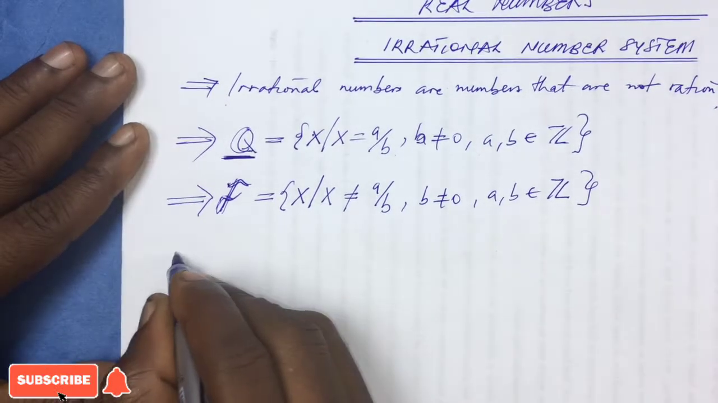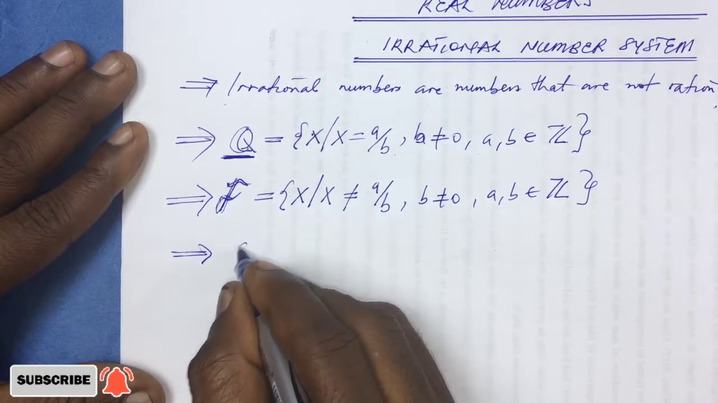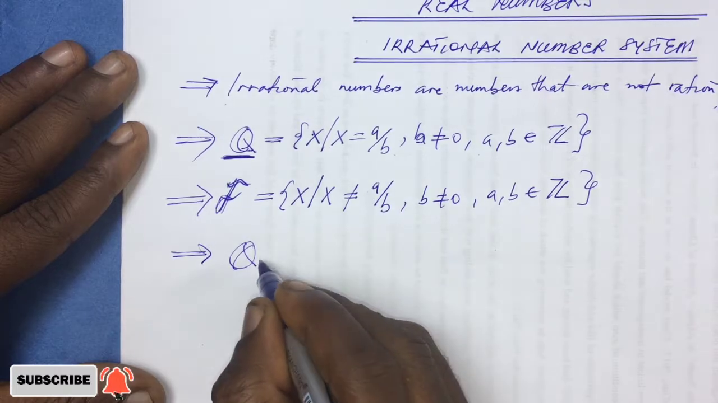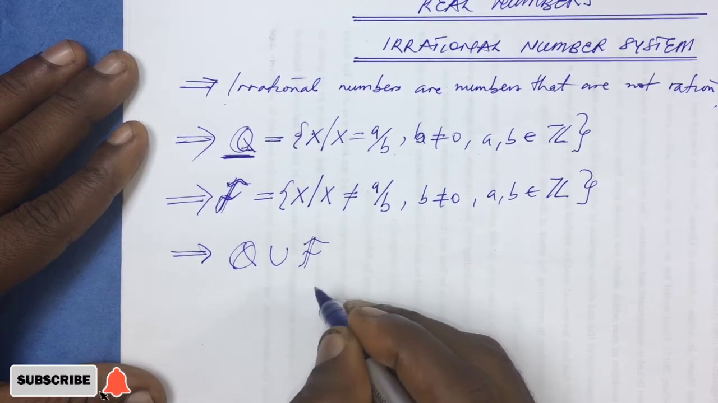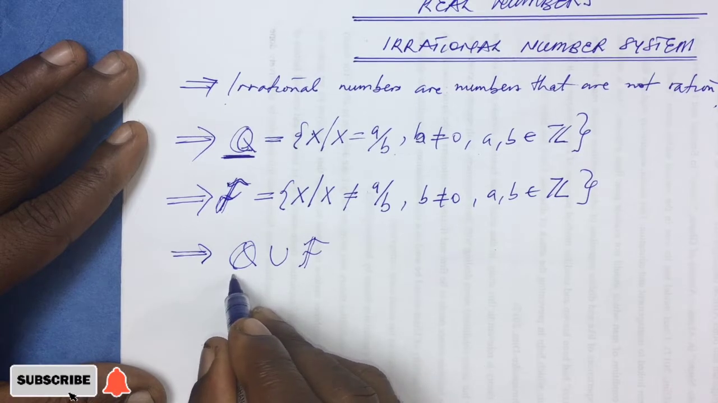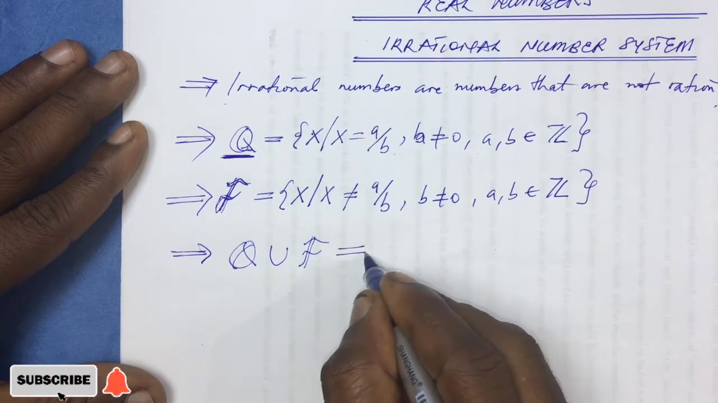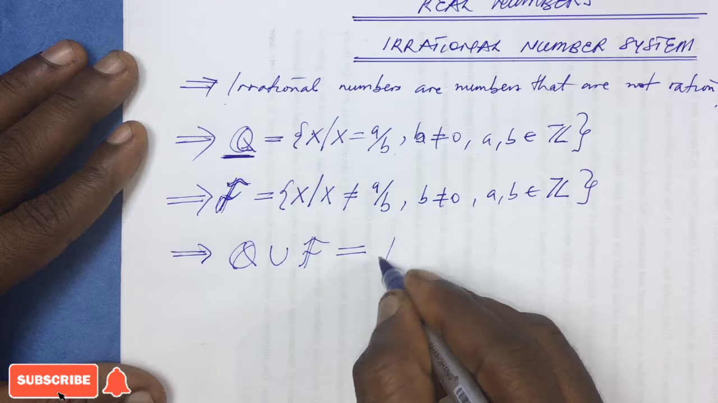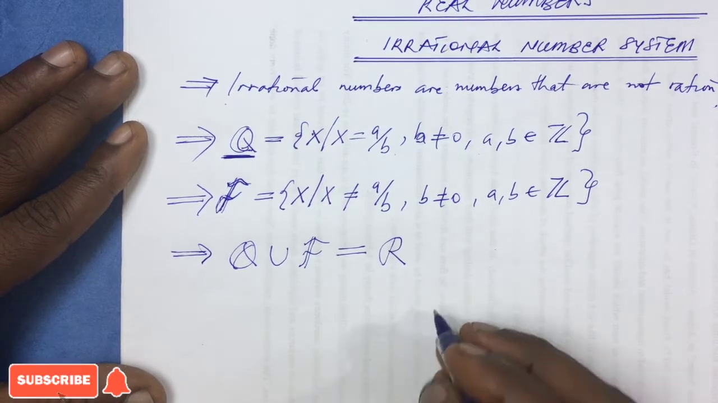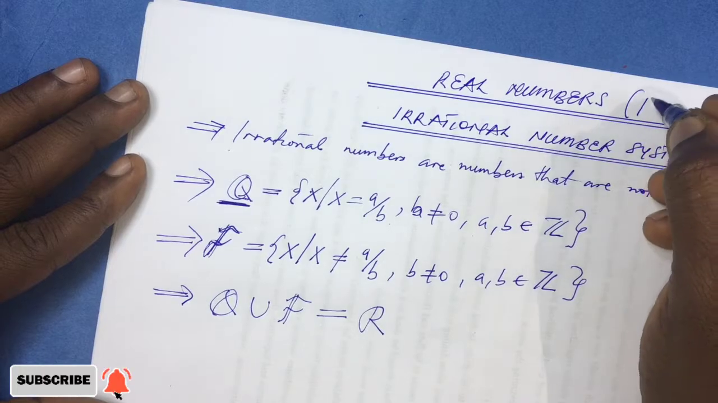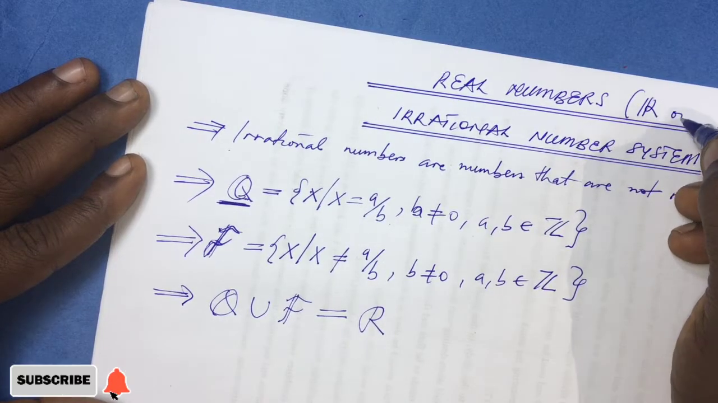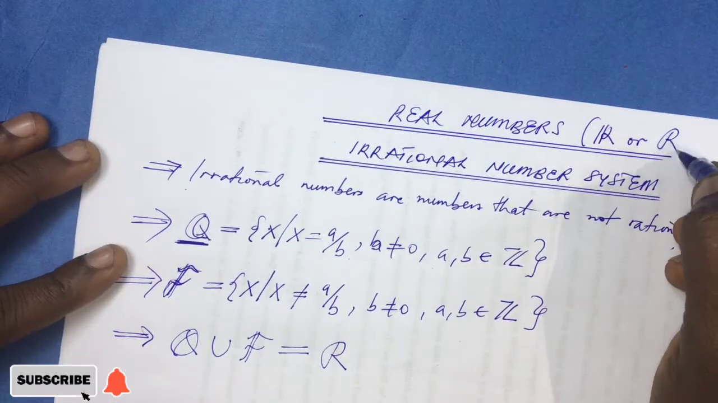Now, one thing I want you to know is that the union of the rational number system with the irrational number system gives a new system we call the real number system, represented with this type of R. So the real numbers or the real number system are represented with this type of R.